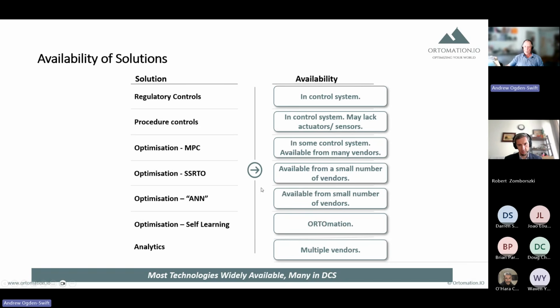Steady state RTO, this is available from a relatively small number of vendors. It's not been terribly widely applied, but the two most common are Romeo from Schneider Electric and GPROMs from Siemens. More recent, these artificial neural network based solutions, there's been a lot of small companies. The most common is a company called Immubit.